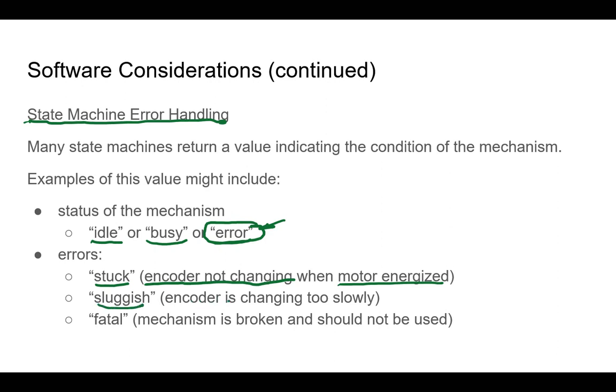Then the other one you could have is an arm sluggish. An arm is sluggish when the encoders are changing, but they're changing way too slowly. There's something wrong with the way the arm is moving. You could also have a fatal error. A fatal error would be one where the state machine determines that there's something fundamentally wrong with the mechanism. It's broken and it should not be used. So as you write your state machine, you should also think about the kinds of errors or possibilities that the state machine may exhibit as it runs, and then make sure that you pass these things back.